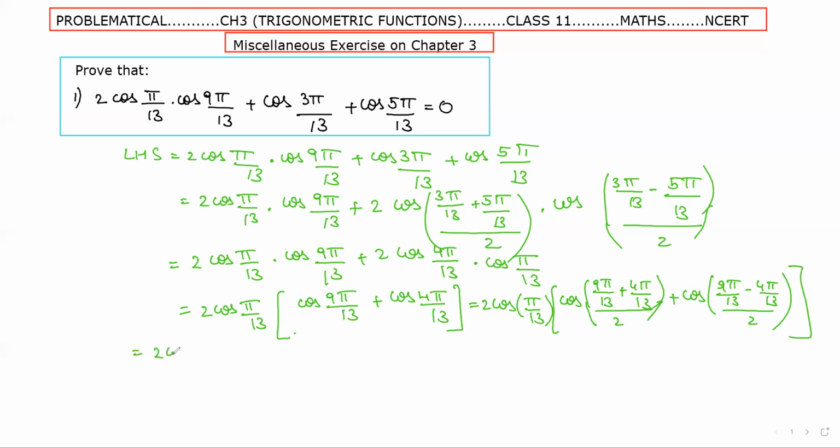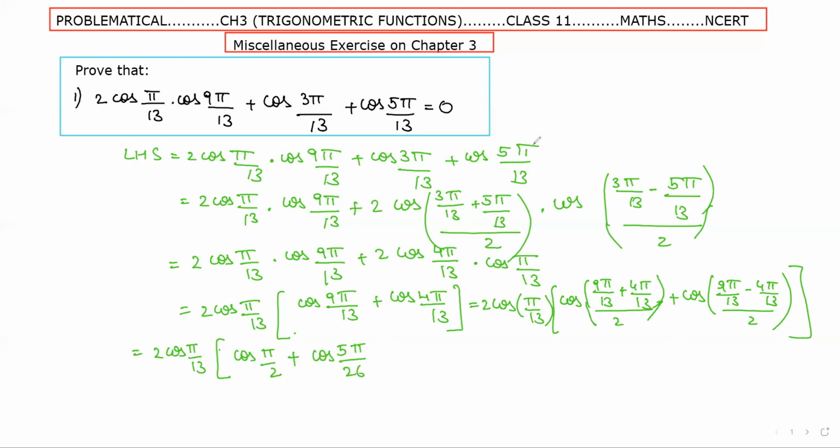This is equal to 2 cos pi by 13 into, 9 plus 4 is 13, 13 pi by 13 over 2 is pi by 2. So this is cos pi by 2 plus, 9 pi by 13 minus 4 pi by 13 would be 5 pi by 13, upon 2 is cos 5 pi by 26.